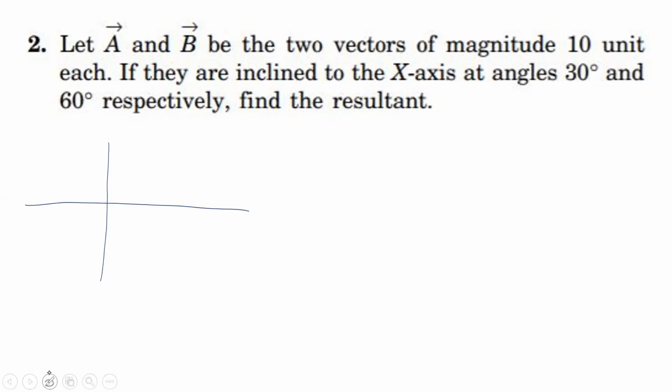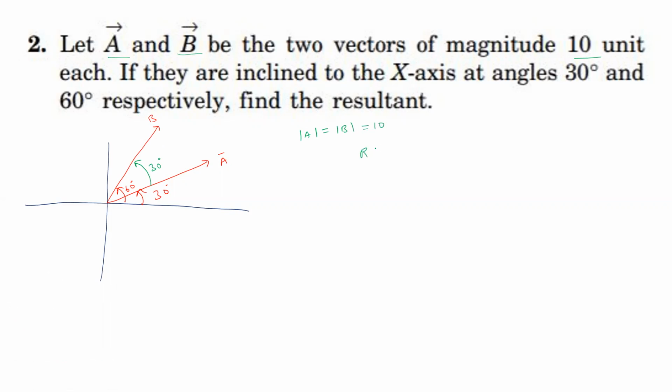Here the first vector A bar makes an angle with the x-axis of 30 degrees, and B bar makes an angle with the x-axis of 60 degrees. Now the angle between B bar and A bar is 60 degrees minus 30 degrees, which is 30 degrees. Given that the magnitude of A bar and magnitude of B bar are equal, that is 10. That means mod of A is equal to mod of B is equal to 10.